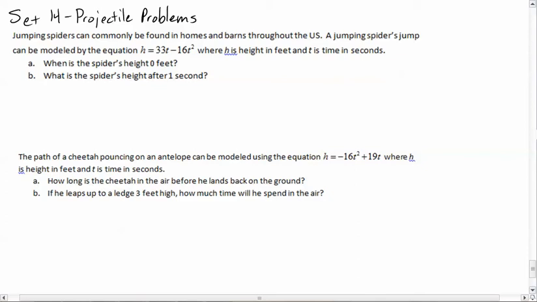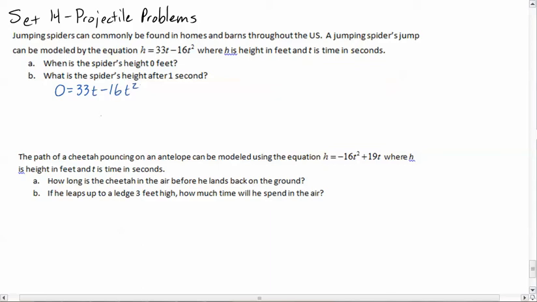So here we go, jumping spiders. Modeled by the equation h equals 33t minus 16t squared, where h is height in feet and t is time in seconds. So when is the spider's height 0 feet? So this is actually really nice to us. It wants us to find the height of 0 feet. In other words, when is it on the ground? Before it jumps, after it jumps. Okay, so we're going to put 0 in for h. 0 equals 33t minus 16t squared.